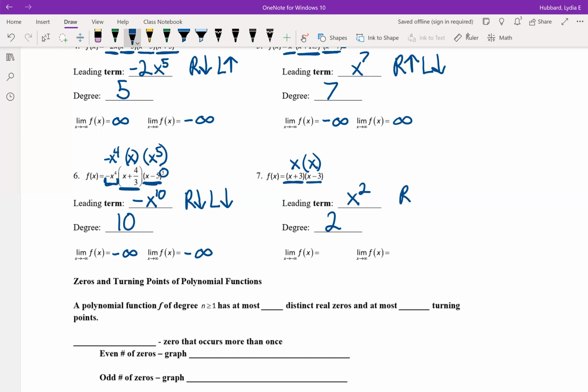So that's telling me it's positive. So that means my right side is going up. And it's also even. So that means my left side is matching my right. Okay, so the limit as x approaches negative infinity, so as we're going to the left, our graph is going up, so it's approaching infinity. And as we're going to the right, as x approaches infinity, our graph is again going up. It approaches infinity. Okay. And so that's going to be our end behavior so far.